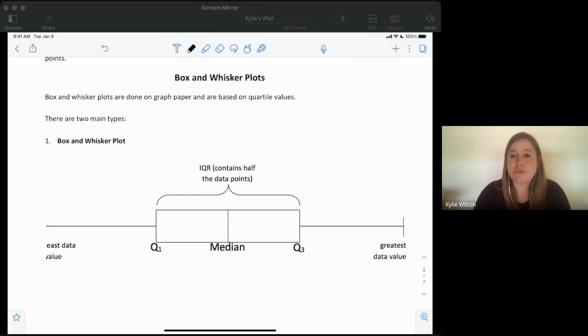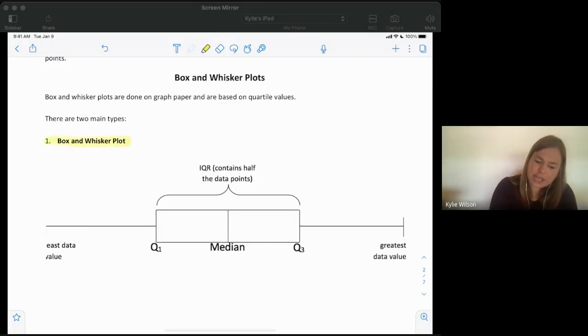So there's two main kinds of box and whisker plots, and they differ slightly. You do need to be mindful of which one is which, because on your quiz, you'll only have to draw one of them, and you just want to make sure you draw the right one. So first, we'll look at just our standard box and whisker plot. We have our smallest data value on the far left side, and then we have our greatest data value on the far right side.